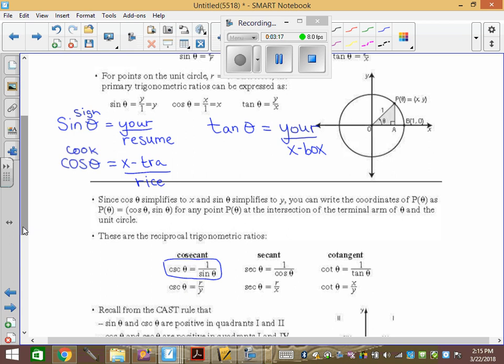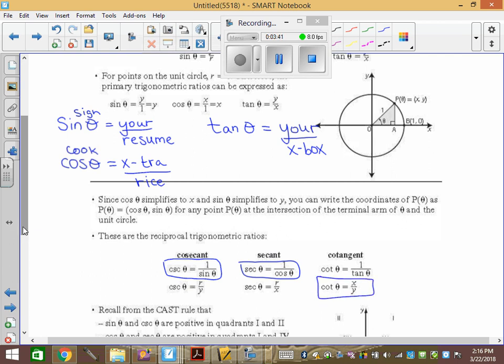We're doing it for cosecant. So cosecant goes with sine. Instead of it being y over r, it's going to be r over y. Secant goes with cos. So instead of being x over r, it's going to be r over x. And cotan goes with tan. So instead of y over x, it's going to be x over y.